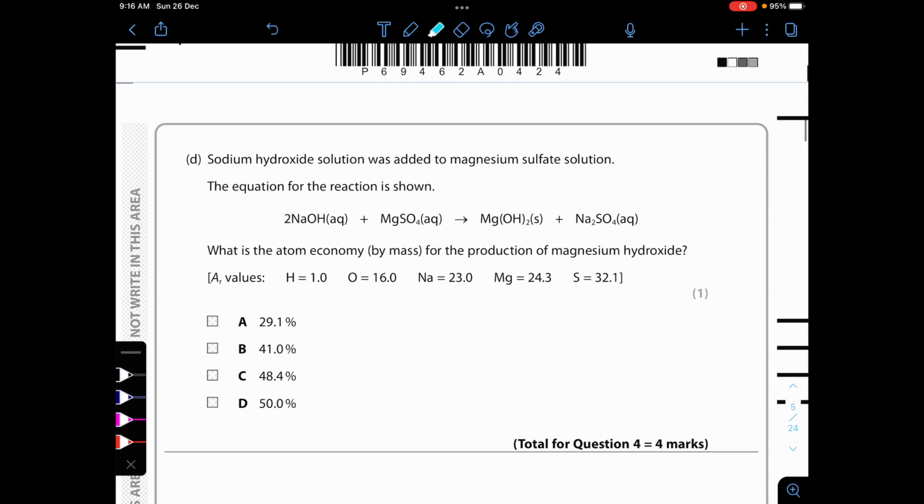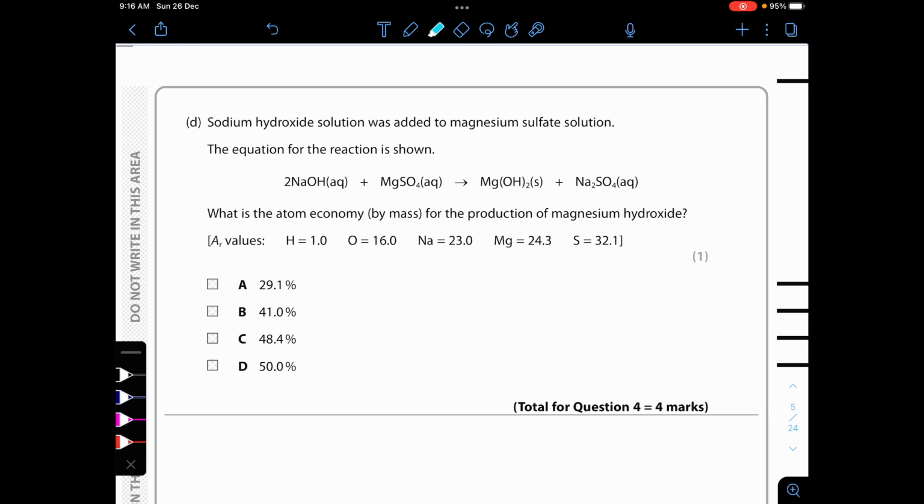Alright, so let's move on to part D. Part D says sodium hydroxide solution was added to magnesium sulfate solution. The equation is shown below, so you can see over here. What is the atom economy by mass for the production of magnesium hydroxide? So how do we work out atom economy? Atom economy is obviously a percentage. So what's the percentage of what? It's usually the Mr of the desired product over the Mr of total products.